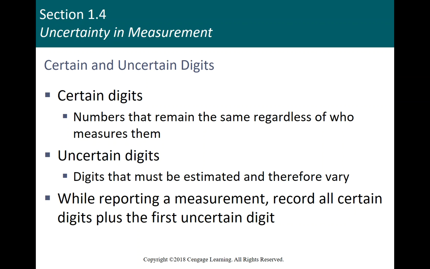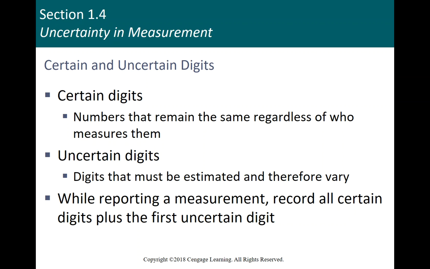Today we're going to talk about certain and uncertain digits. Welcome to lesson 1.4. Certain digits are numbers that are going to remain the same regardless of who measures them. We're going to look at that here in just a second. Uncertain digits are digits that can be estimated and will vary. When you report a measurement, you must include all the certain digits plus one uncertain digit.